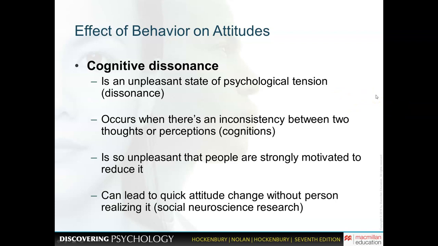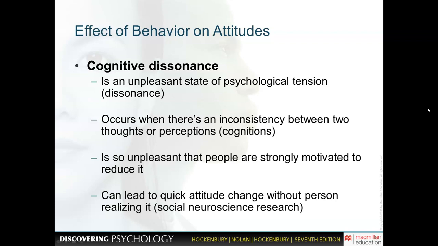Cognitive dissonance, basically, a good definition would be when we have an unpleasant state of psychological tension. That is dissonance. And the cognitive part of that occurs when there's an inconsistency between two thoughts or perceptions. So we might experience cognitive dissonance when we're in a situation and we are perceiving that situation as being kind of both good and bad. We might experience a little bit of cognitive dissonance, like, which way do we go with this?